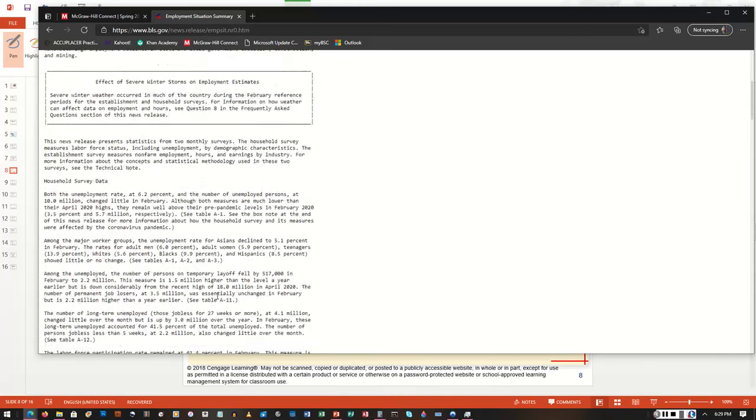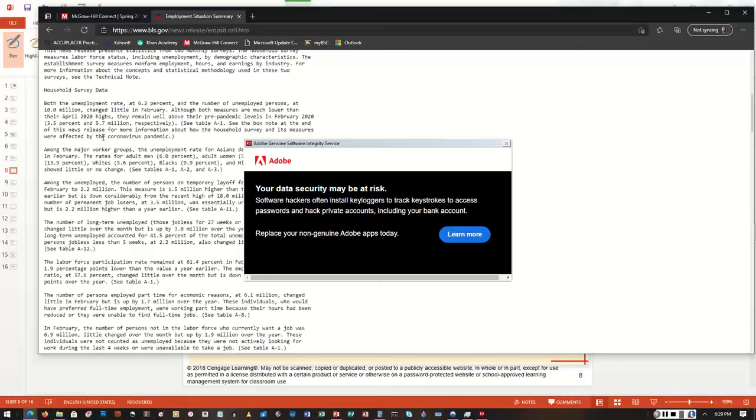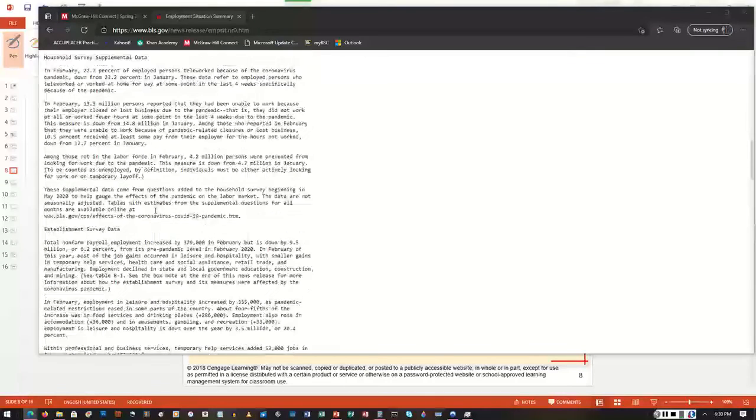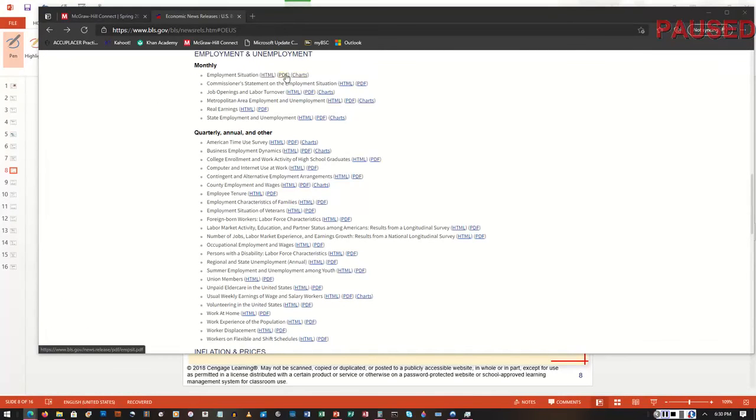And if you scroll down, it gives you a breakdown based off of gender, race, and age. So you can look through here, and the visual is not as good, but the information that's in here is very good and useful. So the next thing we can look at is the PDF.